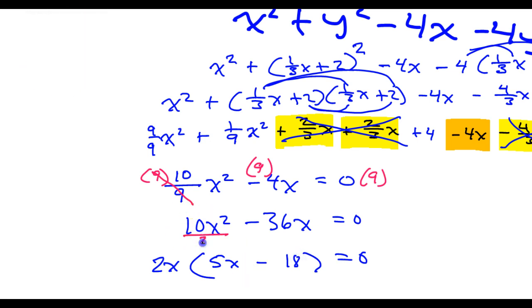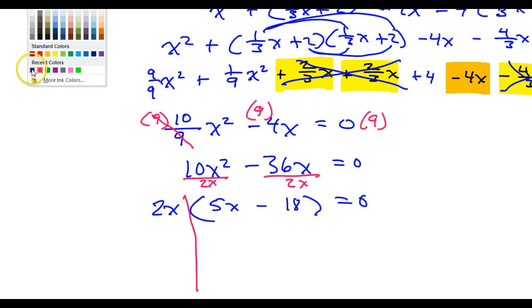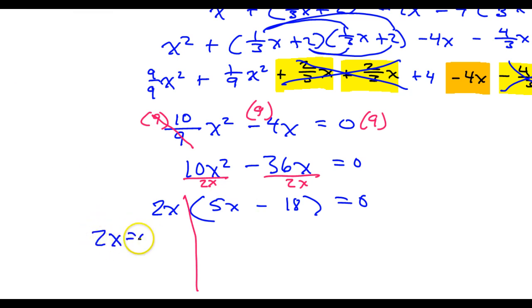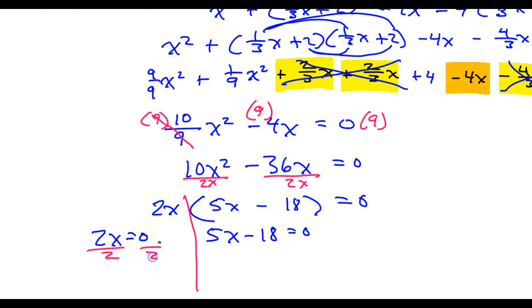Alright, you could think of it as dividing both of these by the GCF. And 10 divided by 2 is 5, 36 divided by 2 is 18. And of course you cancel these, you get x, and these cancel, leaving no x's. Alright, just however you want to think about it. Once you get these two factors, you set them each equal to 0 to get your solutions. So if I set 2x equals 0, and if I say 5x minus 18 equals 0, then over here, I'm going to divide both sides by 2, and that's going to give me x equals 0.